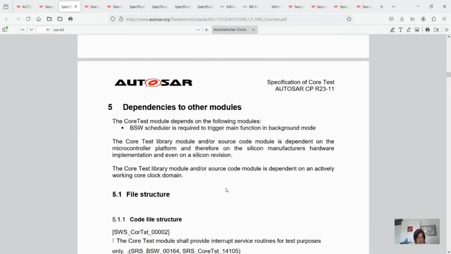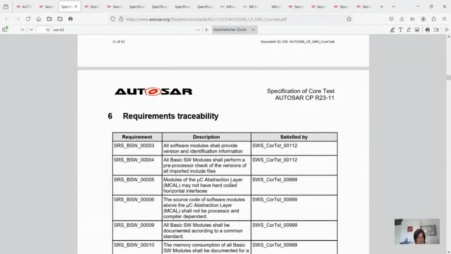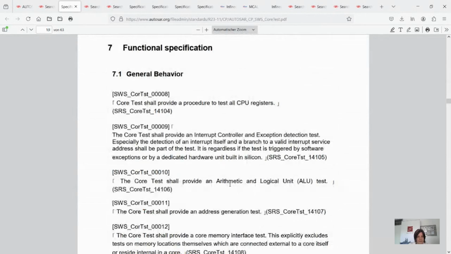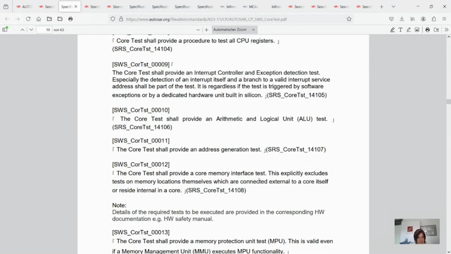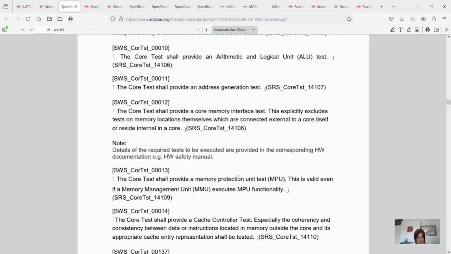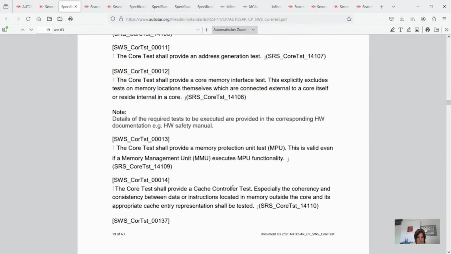And lots of details. And then finally, we get to requirements traceability, and then to the functional specification in itself. Here you see it's for testing all CPU registers, interrupt controller, exception detection test. So it's really all these safety functionalities. It's testing if the ALU is working, and all these different aspects which you need to be sure that your microcontroller works, like the cache controller test.